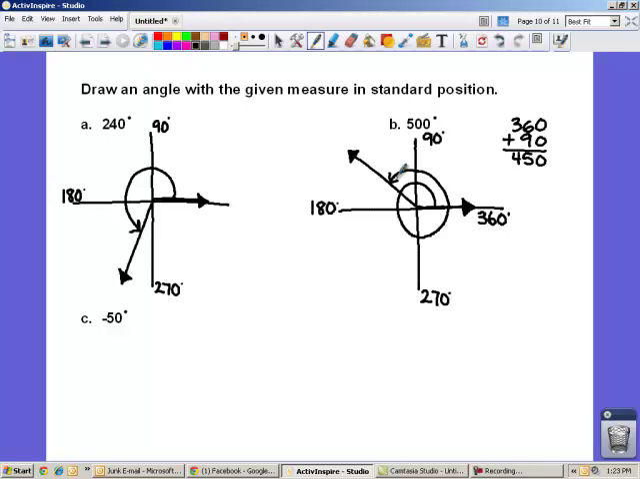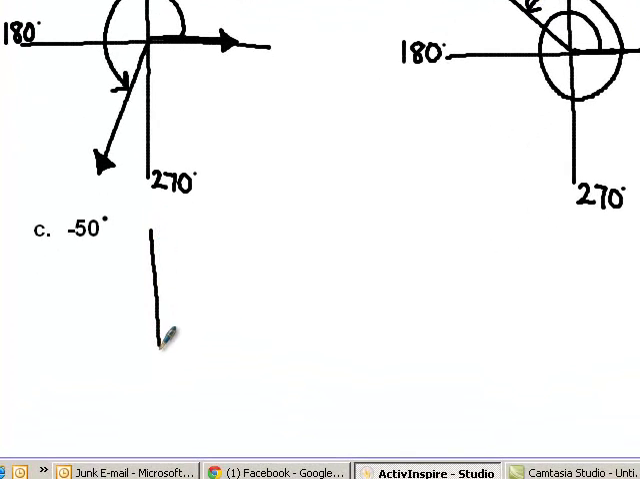Okay, letter C, we have a negative angle. Same thing. We're going to start at 0. And this way, instead of going up, we're going to go down because it's negative. So we're going to go down about a little past halfway. And this would be negative 50 degrees.